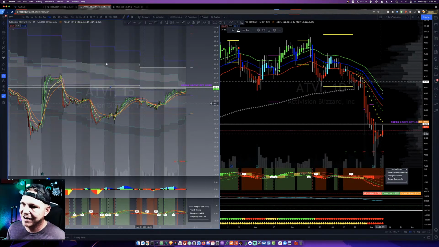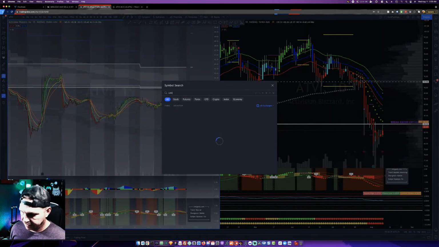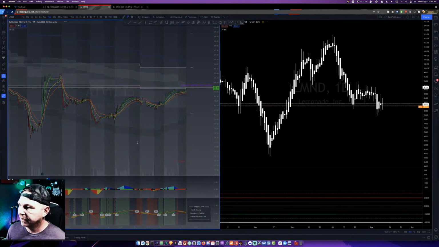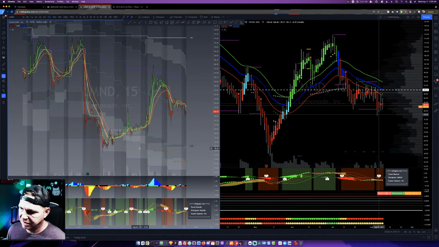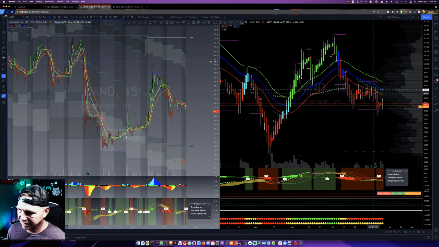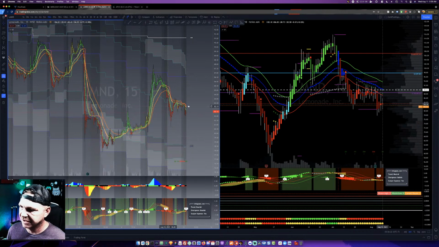Alright. Lemonade, Lemonade, Lemonade. Alright. Had a rough start to the week. Kind of rough. This is a very exaggerated cup and handle.